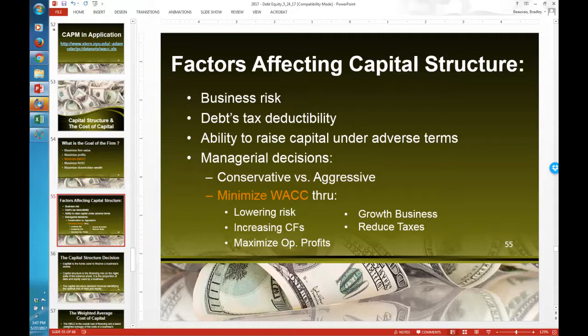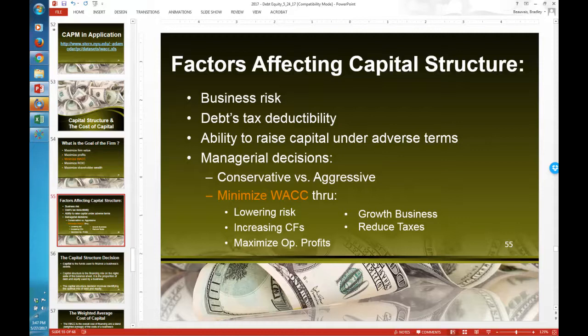And specifically, we want to be able to minimize that weighted average cost of capital by lowering actual or perceived risk. We want to, of course, increase cash flows, which provides the banker or any sort of lending institution or creditor of any kind some security and surety that they're going to get paid back. We want to maximize operating profits. We want to grow the business, and of course, we want to reduce any tax structure to the maximum extent that is legally possible.